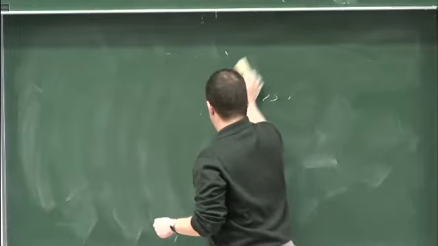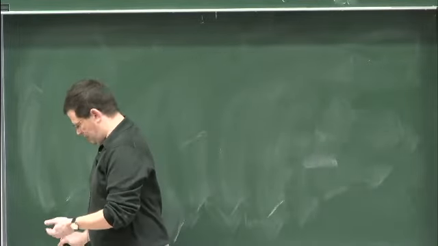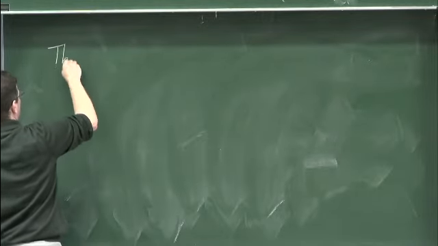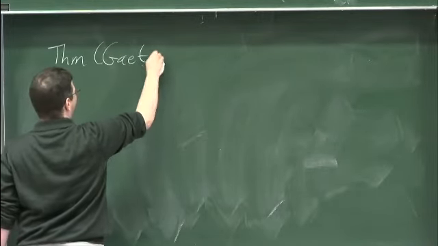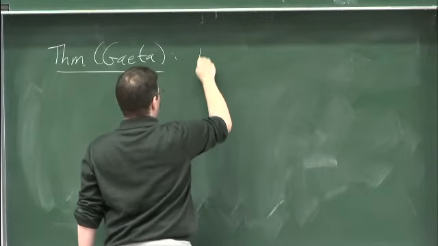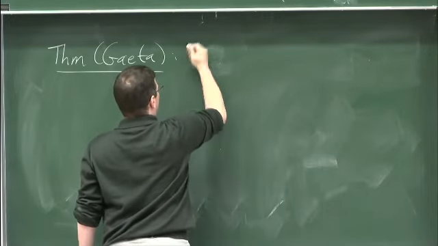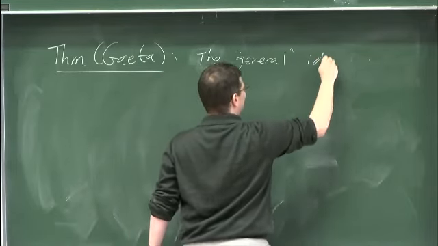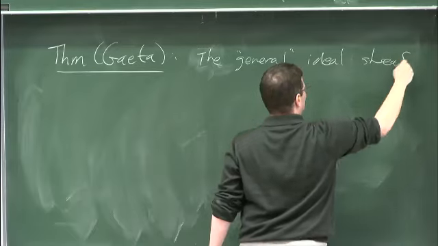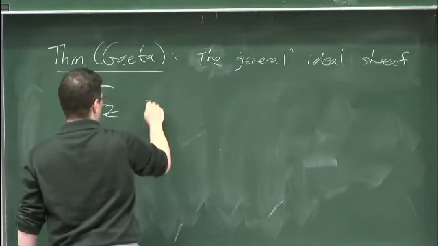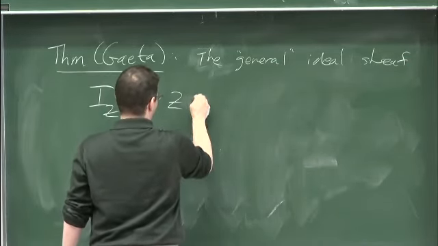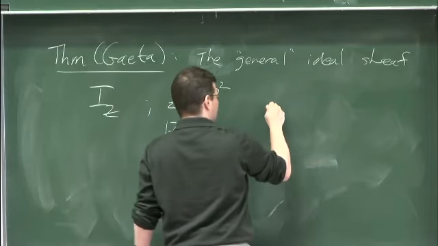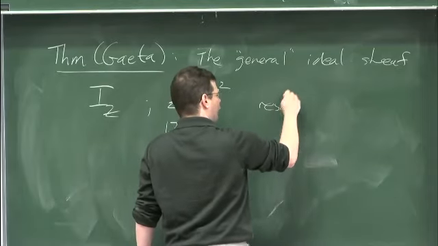But let me show you a neat consequence of this, which I don't know if the birational geometry people could have come up with. There's this nice theorem of Gaeta, which says that the general ideal sheaf I_Z, for Z in P2 of length n, resolves in one of the following ways.